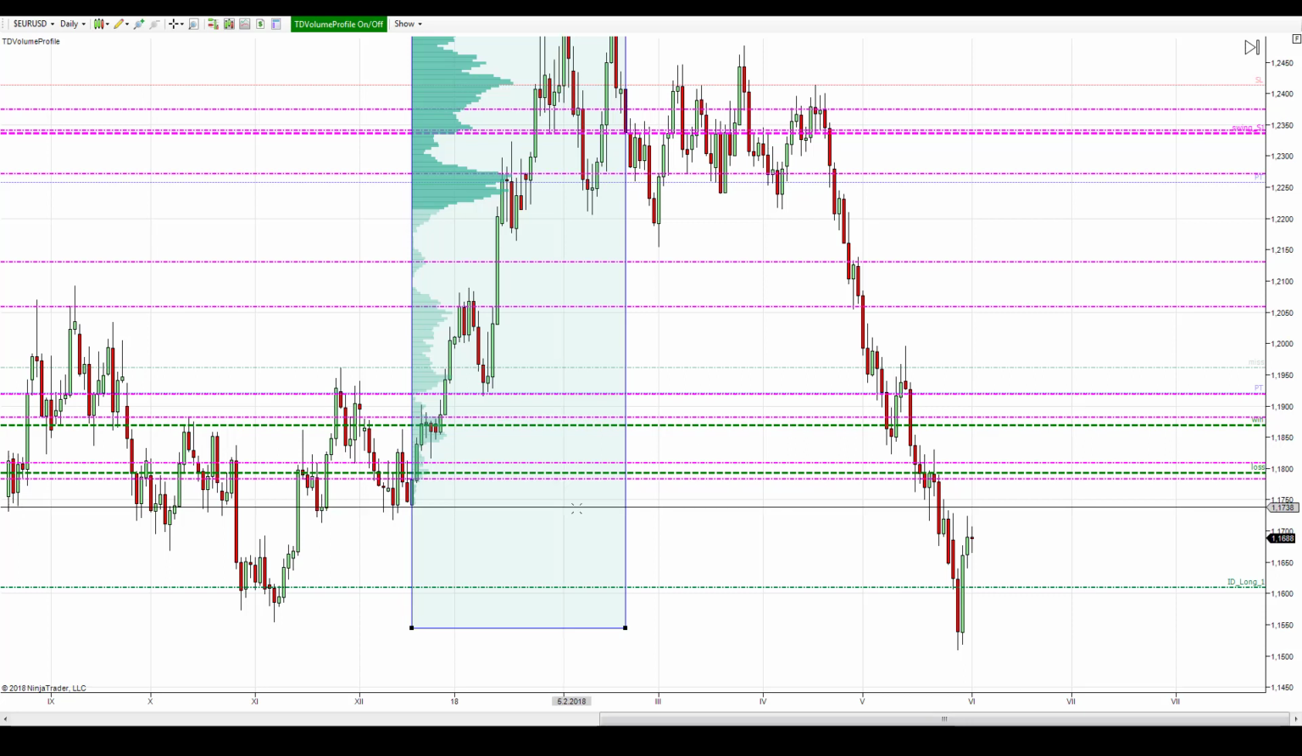Let's have a look at the euro dollar. There were 2 trades on the euro. The first one was a long from this area. It was a winning trade. There was a very nice reaction to the volume cluster, which was created within the strong buying activity. I call it the trend setup.